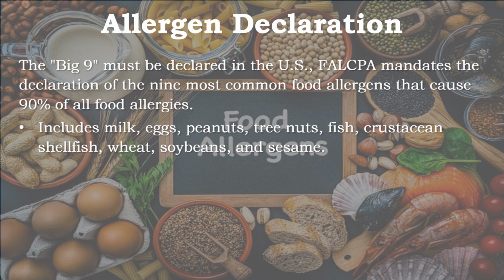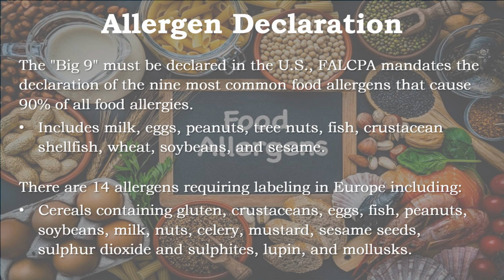Here is what must be declared. The Big 9 must be declared in the U.S. FALCPA mandates the declaration of the 9 most common food allergens that cause 90% of all food allergies. These are milk, eggs, peanuts, tree nuts, fish, crustacean shellfish, wheat, soybeans, and sesame. Products may contain other allergens, but only these major allergens are required by U.S. law to be declared. Other countries may require additional allergens to be declared.